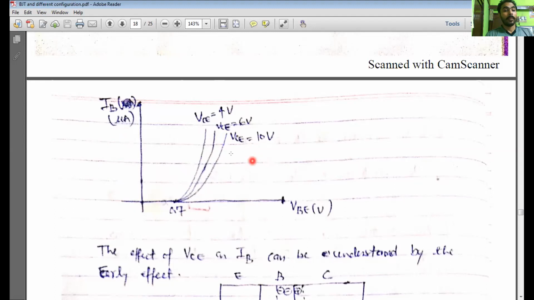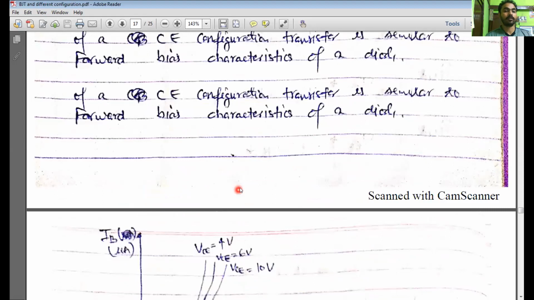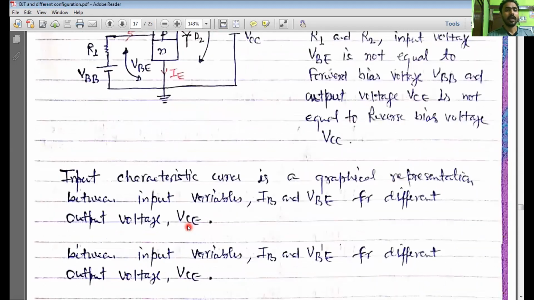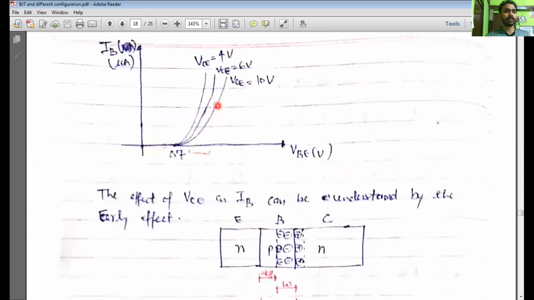Okay. Now what will happen if I will increase the VCE? Now this is a good question. If you increase the VCE, VCE is the voltage between the collector and the emitter. That's the reverse bias. So it means you are increasing the reverse bias. If you are increasing the reverse bias voltage, you are increasing the width of the depletion layer, and as I told you in the last class, early effect.